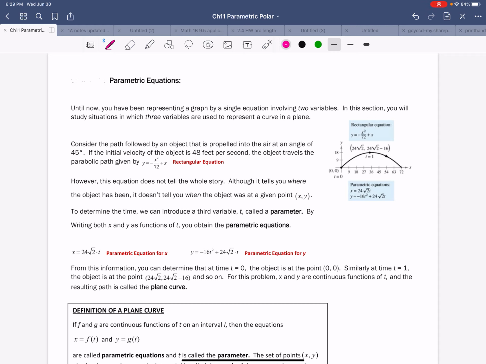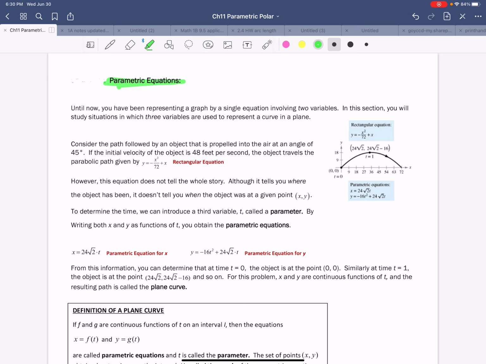Today we're going to talk about parametric equations. Earlier, we've talked about equations written in terms of x and y coordinates in the rectangular coordinate system. We've seen rectangular equations, but today we're going to talk about parametric equations. One wide application of parametric equations is two-dimensional motion.